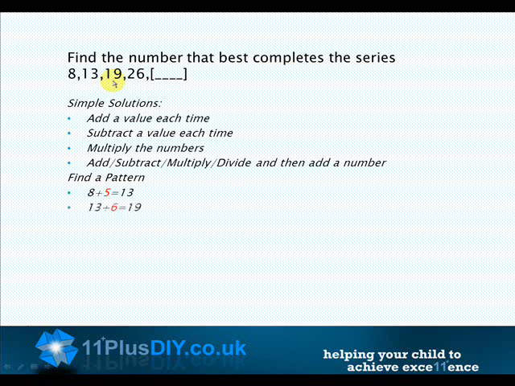Well, let's have a look at that again then, between 19 and 26. How have we got from 19 to 26? Well, 19 plus 7 equals 26. We can now see a pattern forming: 5, 6, 7. Therefore, the answer will be 34. 26 plus 8 equals 34. The pattern has been made of 5, 6, 7 and 8.